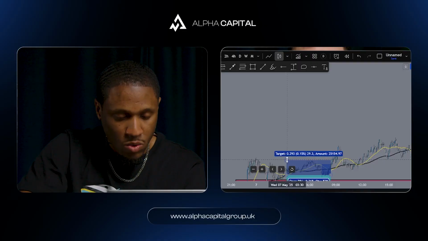Have you ever wondered what a funded trader's trades actually look like? Well, today we have Taron here breaking down one of his trades from his funded account. Let's hear how it all went.